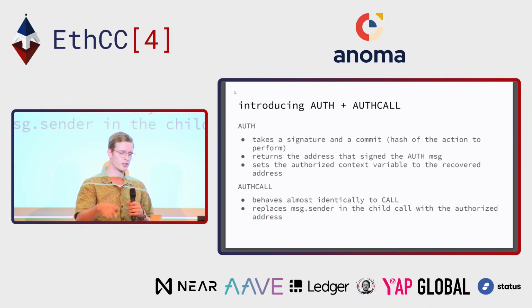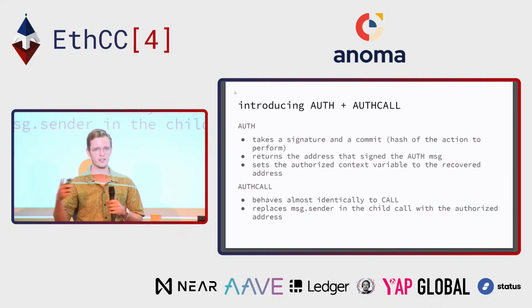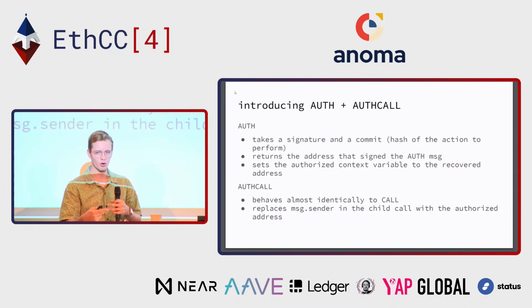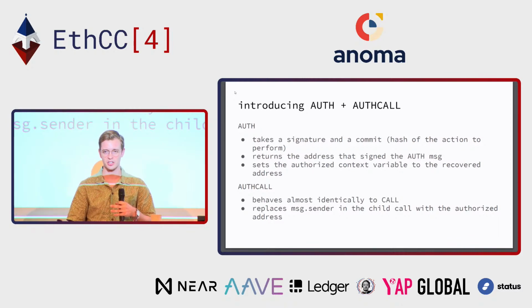The two opcodes that 3074 introduces are Auth and Auth call. Auth is kind of the magic behind 3074. It takes in a signature and it takes in a commit, and we'll look into more exactly what this commit is, but you can think of it as a hash of the actions the user wants to perform. It returns the address that signed this auth message, and it adds a new context variable into the EVM called authorized.